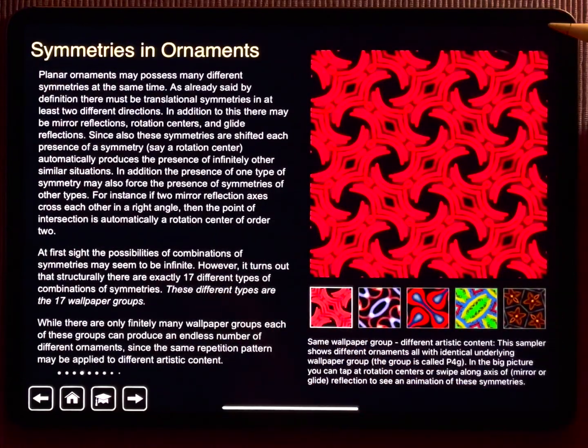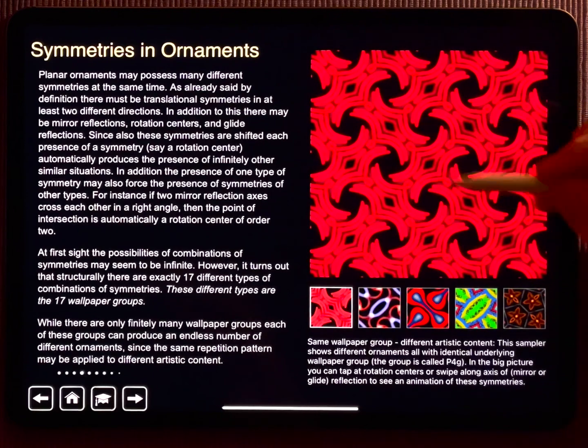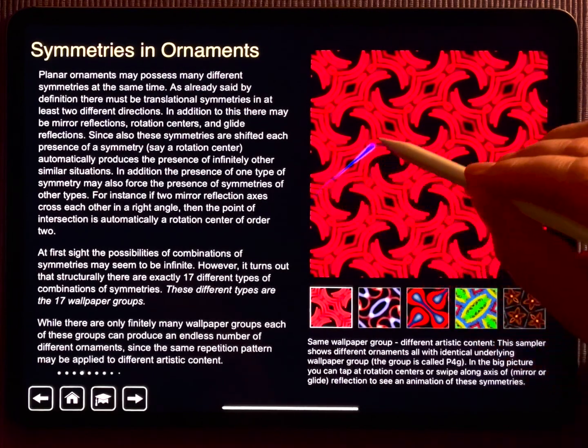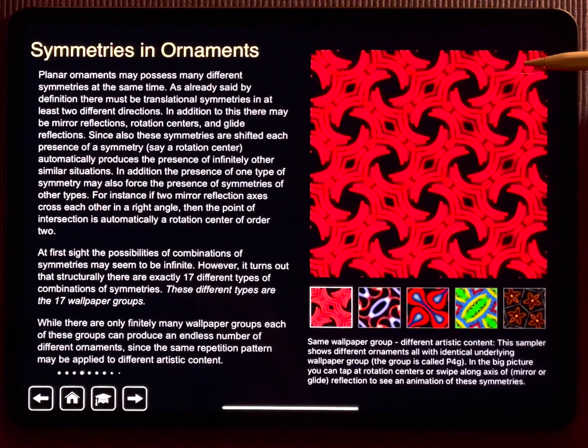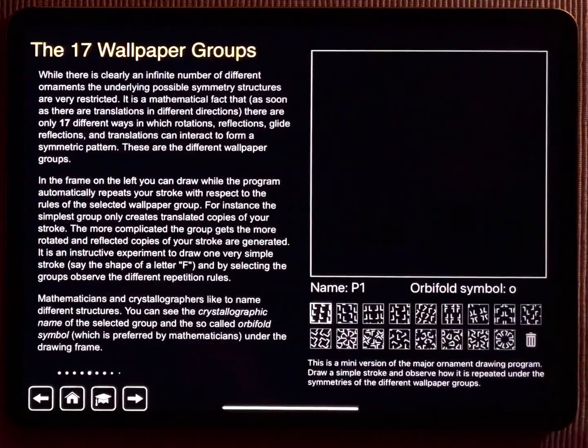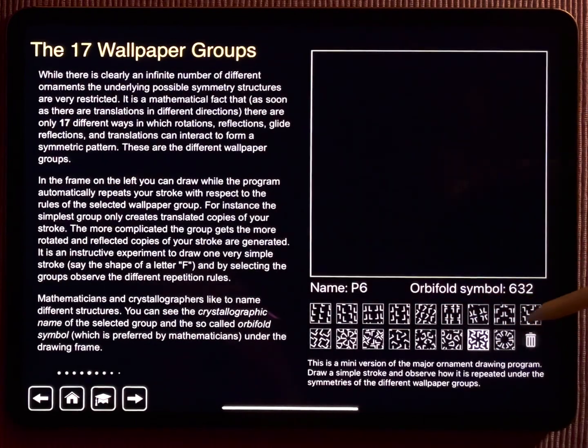The next one teaches you how to identify these symmetry centers in an ornamental pattern. So if you tap the rotation center of a fourfold symmetry, it shows this symmetry. If you mark an axis of reflection, it tells you about this reflection. And if you are an expert and find an axis of glide reflection, like this one here, it even shows you the glide reflection. The next one gives a basic introduction into the 17 different symmetry groups.